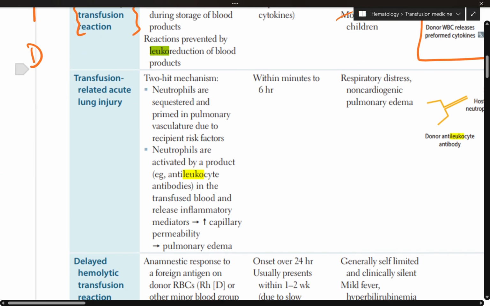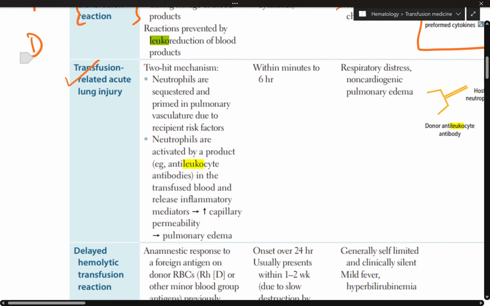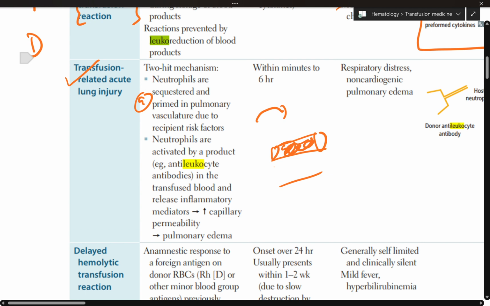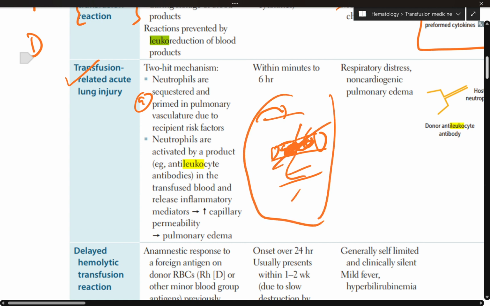And then transfusion related acute lung injury, called TRALI. Neutrophils are sequestered and primed in the pulmonary vasculature, and neutrophils are activated by a product, anti-leukocyte antibody, in the transfused blood, and release inflammatory mediators, increase capillary permeability and cause pulmonary edema. So basically, when we give blood, these neutrophils are sequestered in the pulmonary vasculature, getting stuck over there, and then these neutrophils are activated and cause increased capillary permeability in the lung.